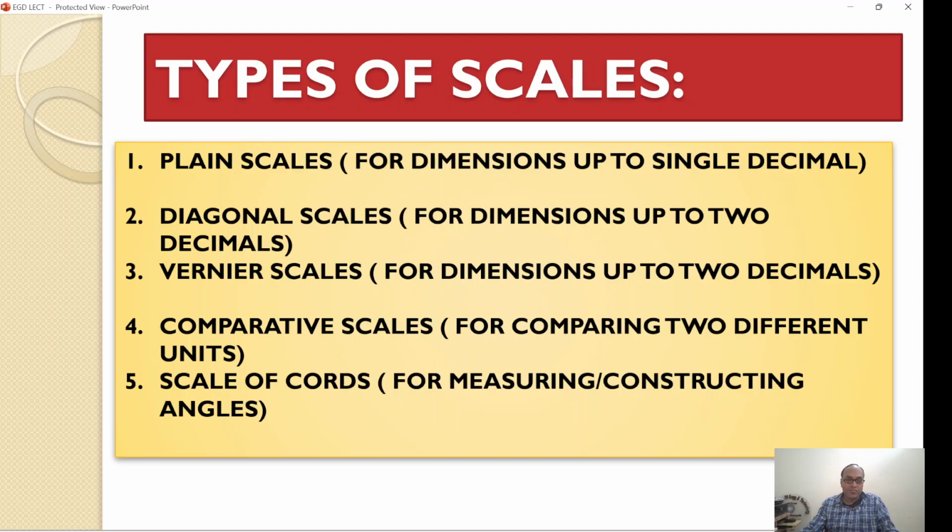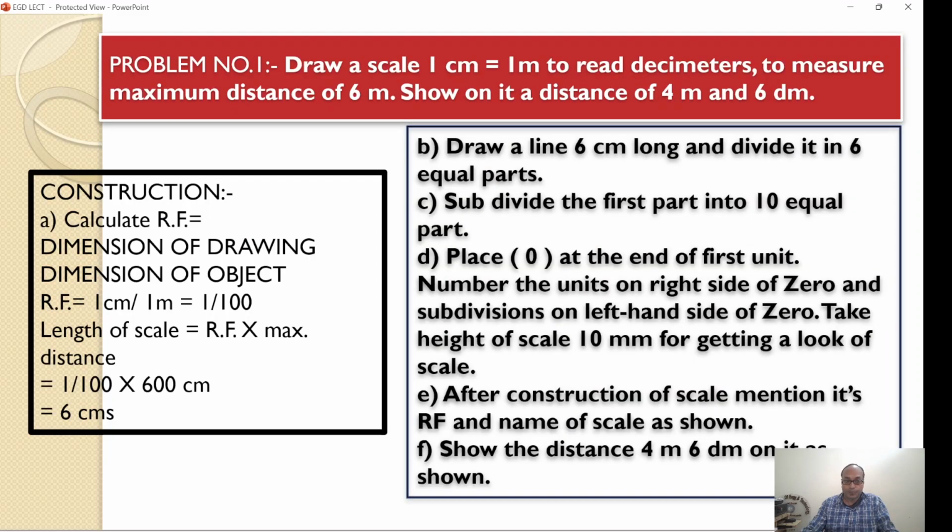So here we are going to discuss only the plane scale and diagonal scale that is given in our syllabus. To understand the plane scale and its drawing procedure, we have taken a problem. The statement of the problem is: draw a scale in which 1 centimeter is equal to 1 meter, and to read decimeter, to measure a maximum distance of 6 meter. Show on it a distance of 4 meter and 6 decimeter.